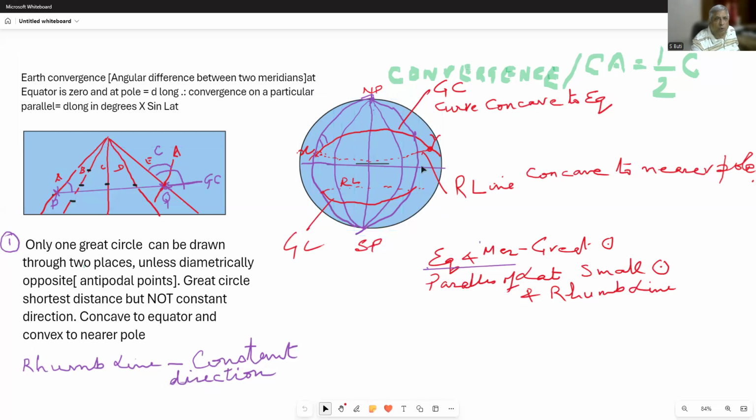Meridians join the North Pole and the South Pole. A meridian is a semi-great circle. A meridian and its own anti-meridian combined make a great circle, not a meridian and any other meridian. Meridian and this meridian's anti-meridian combined make a great circle. Okay.